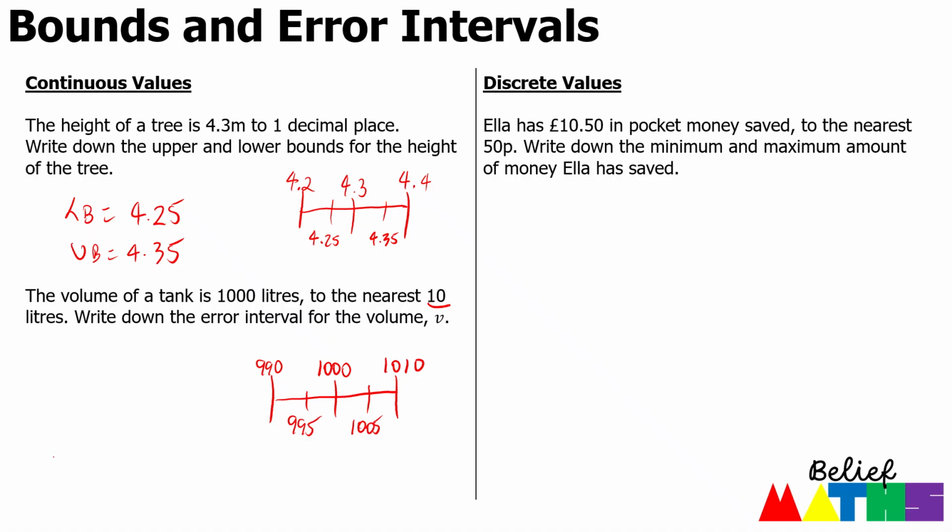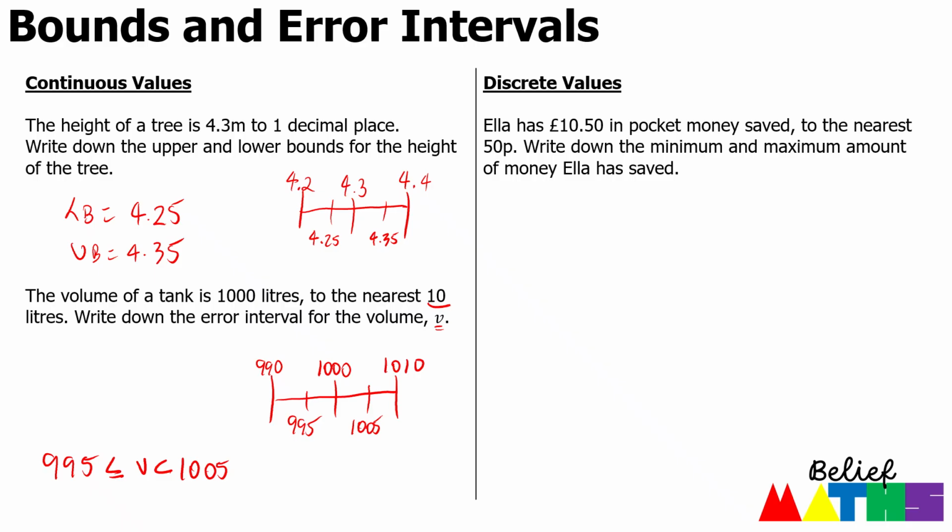Our error interval then is just 995 is less than or equal to V, the volume, which is less than 1005. Remember the signs are always this way around, less than or equal to first, and then less than, and then we chose V because it was the letter given to us. Again, they were continuous values.